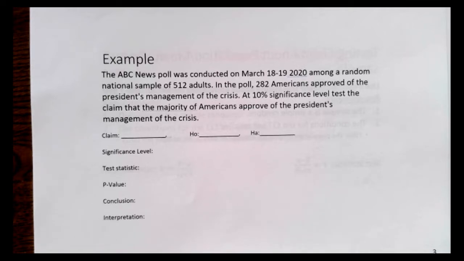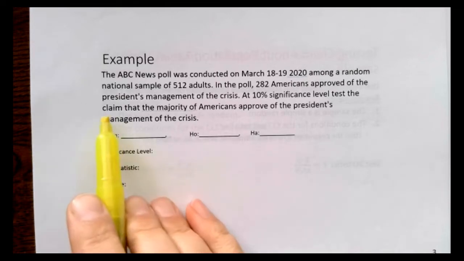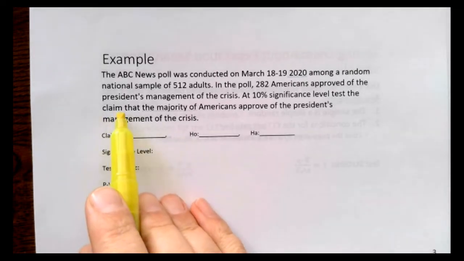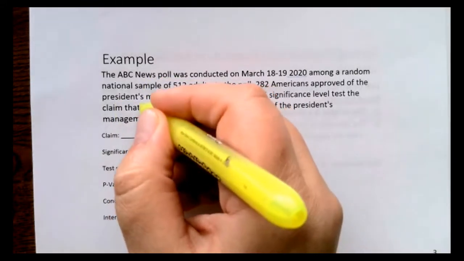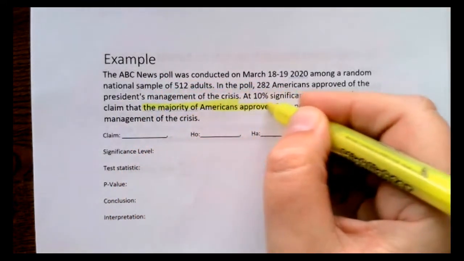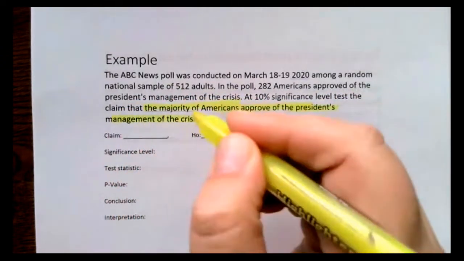Okay, so first, let's identify the claim. What is the claim here? If you need to pause the video, do so. And I want you to actually try and find the claim by yourself, identify it by yourself. And we're going to continue. So the claim is there. I mean, there is a word claim that gives the claim away, right? So the claim is that the majority of Americans approve of the president's management of the crisis.